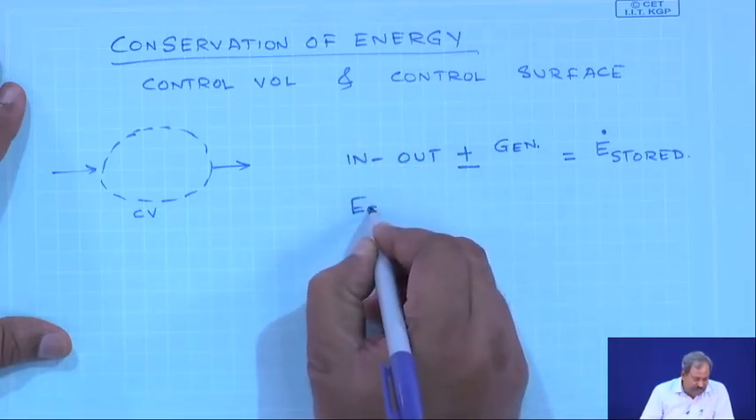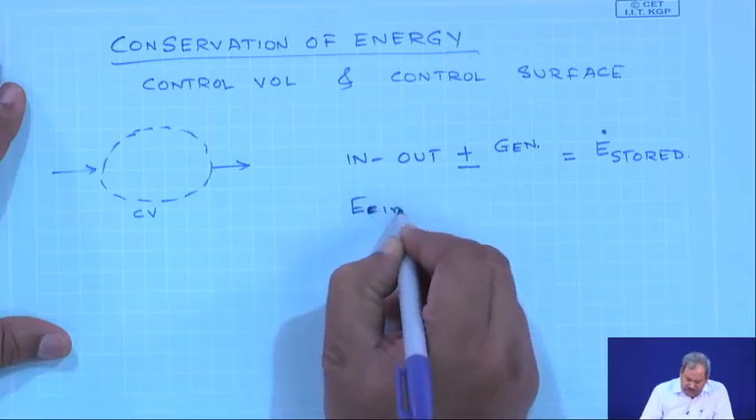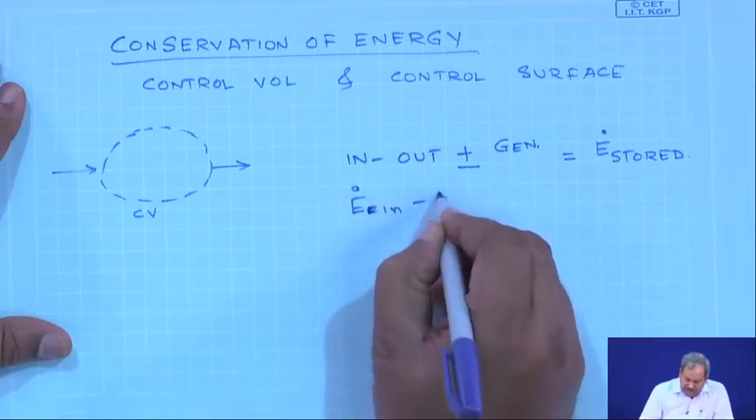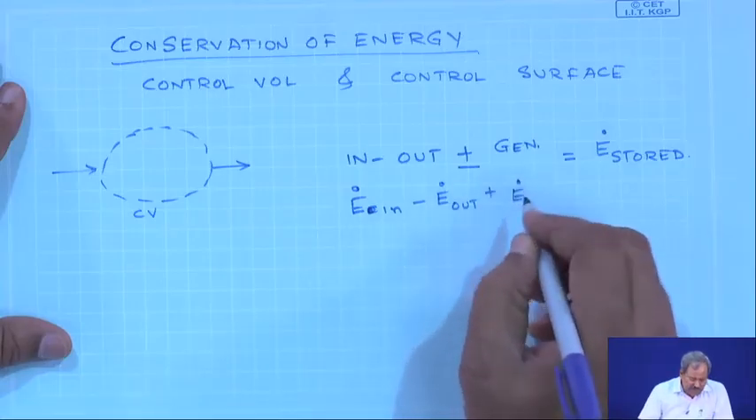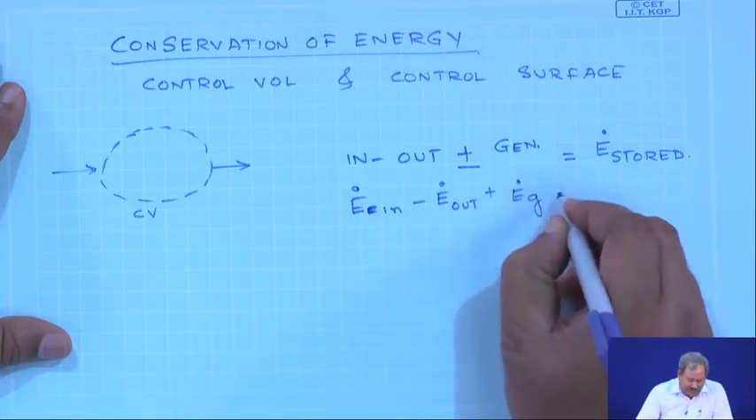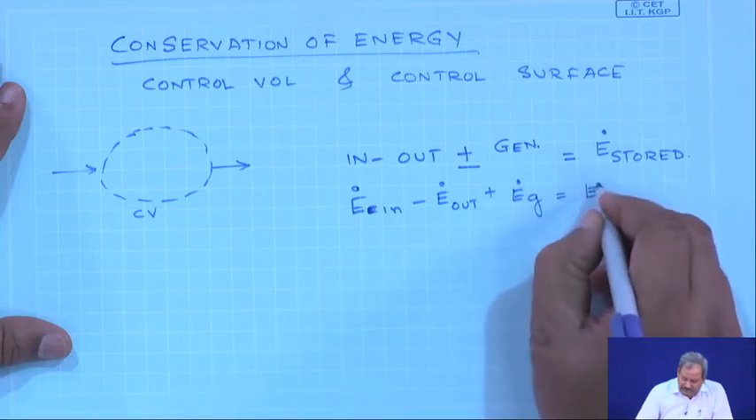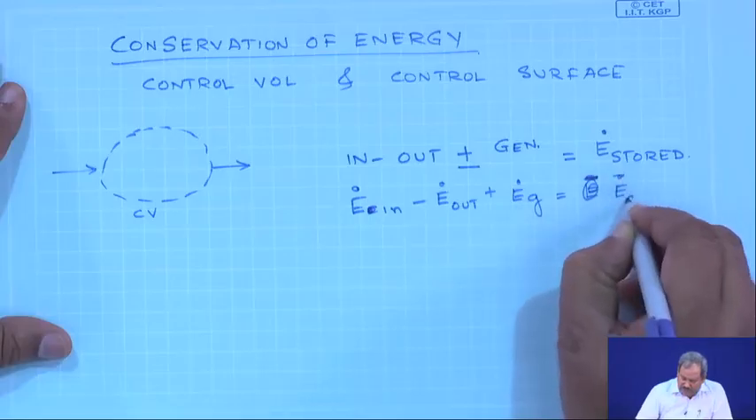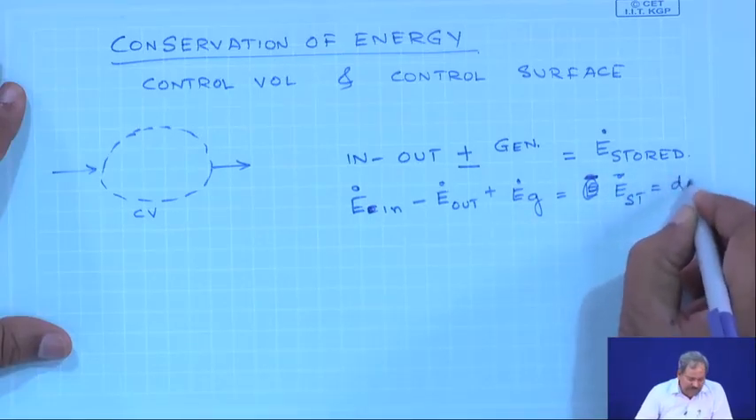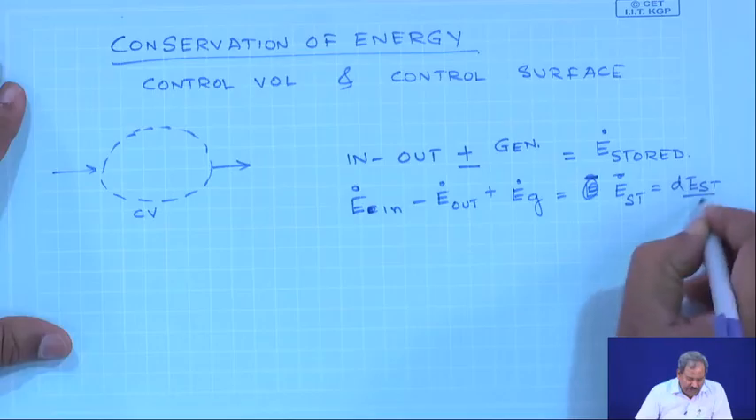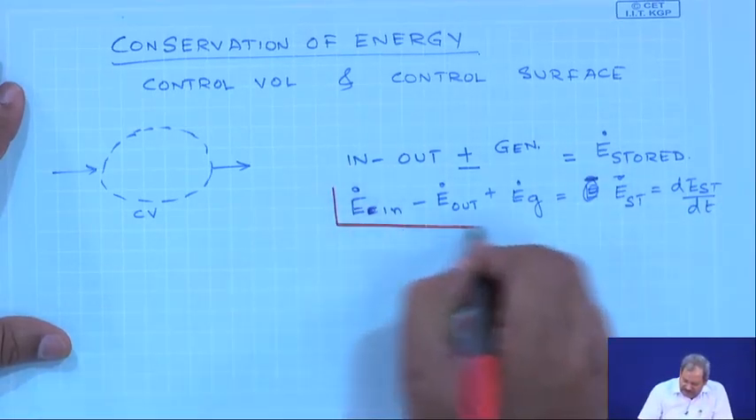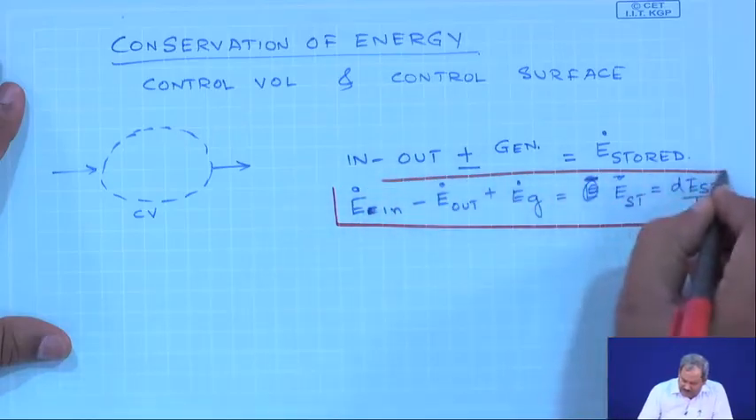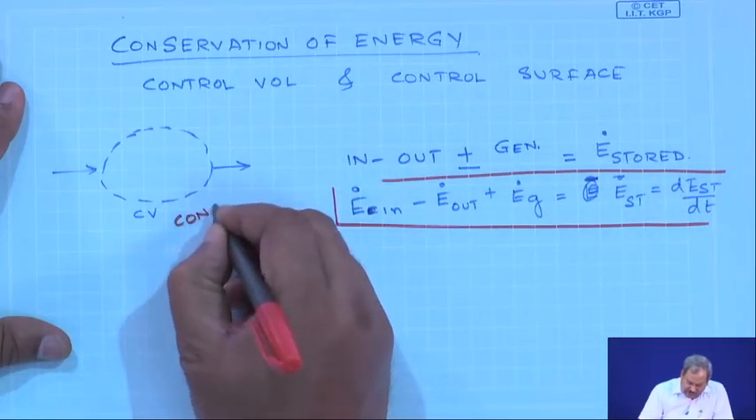So, this is E dot in minus E dot out plus E dot generation is equal to E dot stored, which is nothing but dE stored by dt. So, this is the conservation equation.